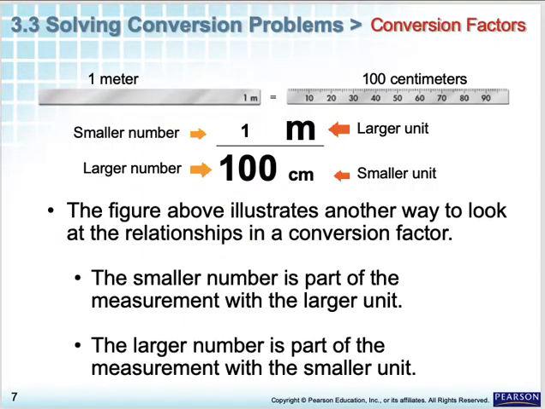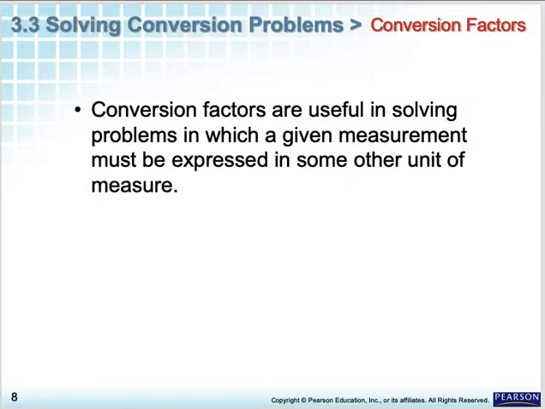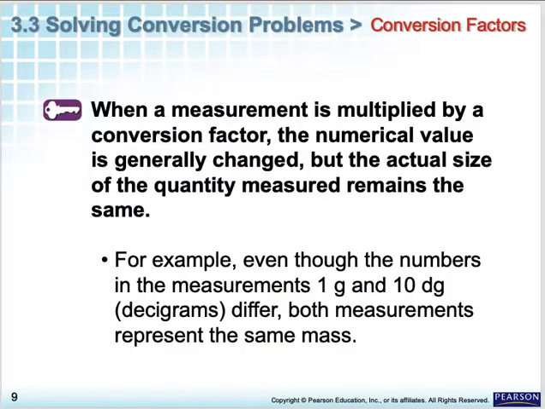And so we're going to continue on. The figure illustrates above. Each of those is 1 meter long, but we are going to use either 100 centimeters or 1 meter, depending on which way we want our conversion factor to go. So they're useful in solving lots of problems because they're expressed in 2 different units, but they are equivalent in terms of value. So when a measurement is multiplied by a conversion factor, the numerical value is changed, but the actual size of the quantity measured remains the same.